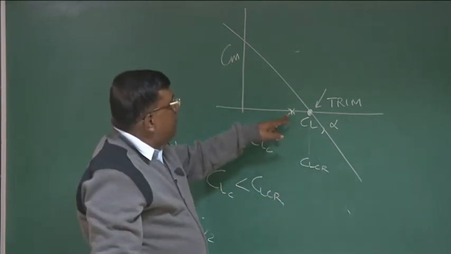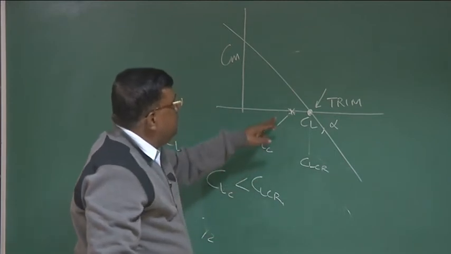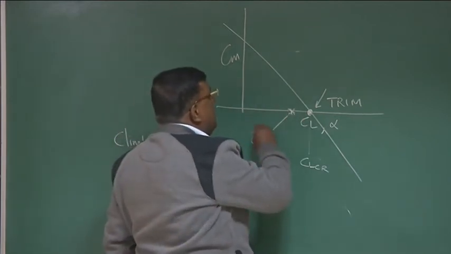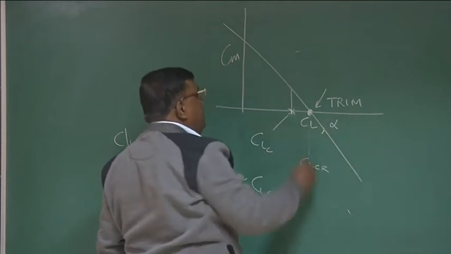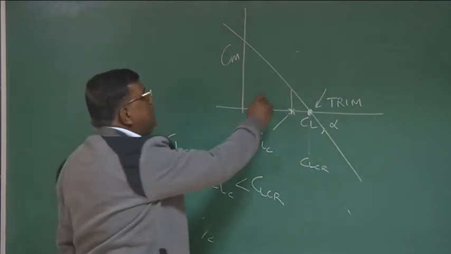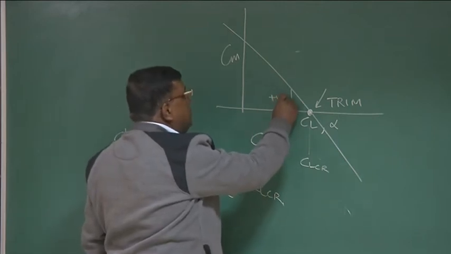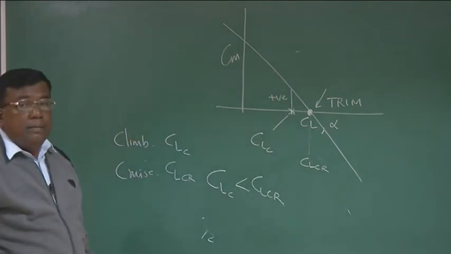So if I am trying to climb at CLC, you could see that if I had to trim the airplane, and if it's the CM versus CL graph, if I try to trim the airplane at CL cruise, it will automatically generate a positive pitching moment because this is statically stable.